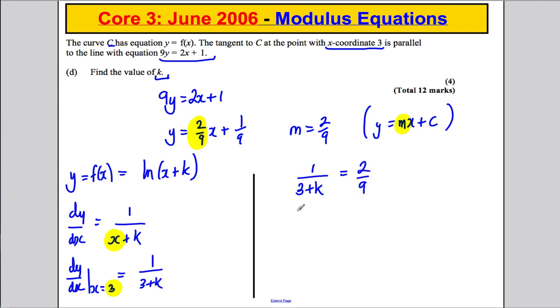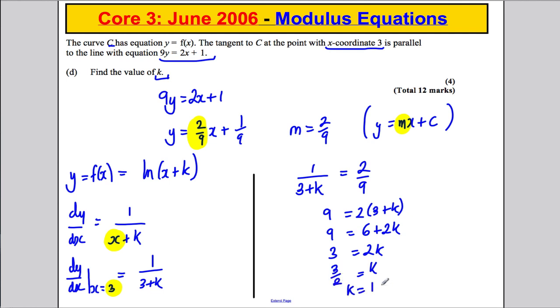So multiply both sides by 9, multiply both sides by 3 plus k, you get 9 is equal to 2 times 3 plus k. Expanding the brackets, 9 is equal to 6 plus 2k. Subtracting 6 from both sides, 3 would be 2k. And then dividing by 2, k would therefore be 3 over 2, or k would be 1.5. And you're done for 4 marks.